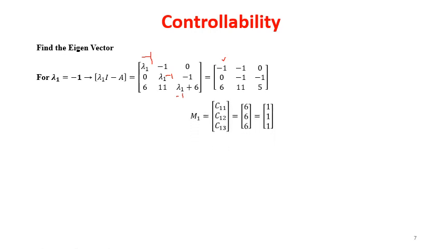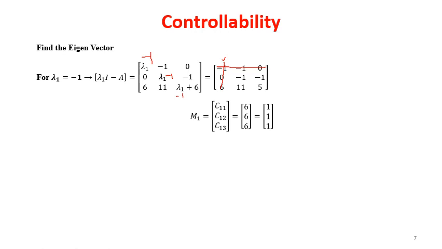Next, what we have to find out are the minor values of this matrix. For finding the minors, that is M11, C11, C12 and C13, we eliminate a particular row and column, and take the determinant of the remaining matrix.